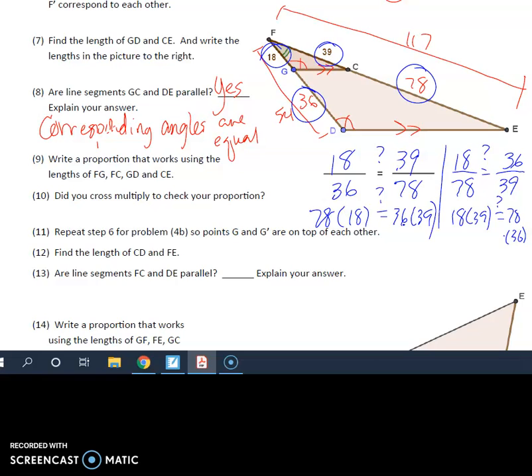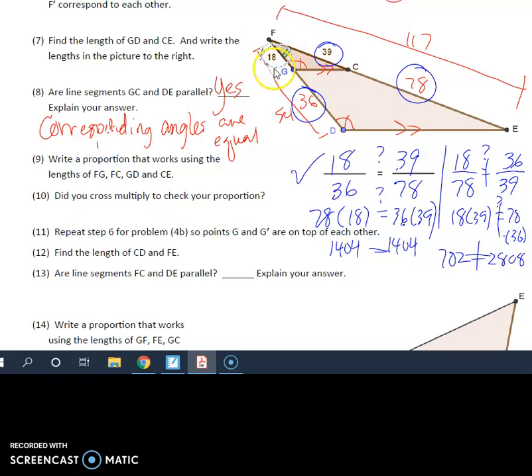So 78 times 18 is 1,404, and 36 times 39 is also 1,404. So this one actually worked. The second pair, 18 times 39, is 702, and 78 times 36 is 2,808. This combination did not work. So there are some that do work, and there are some that don't work. And so one of the things you need to figure out as you're working through these problems is how do I find a pattern that seems to be consistent.